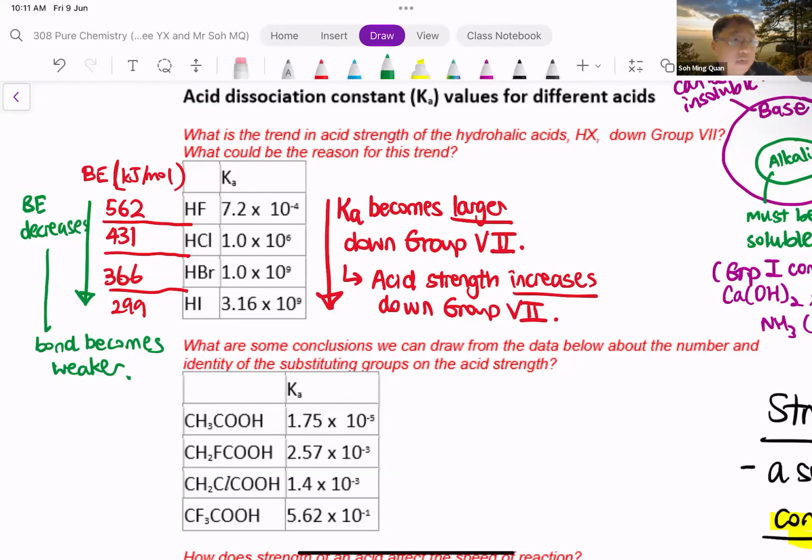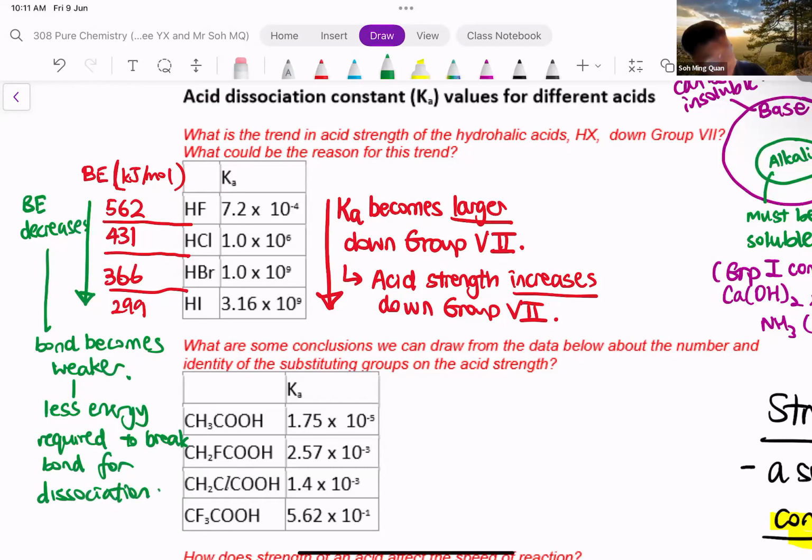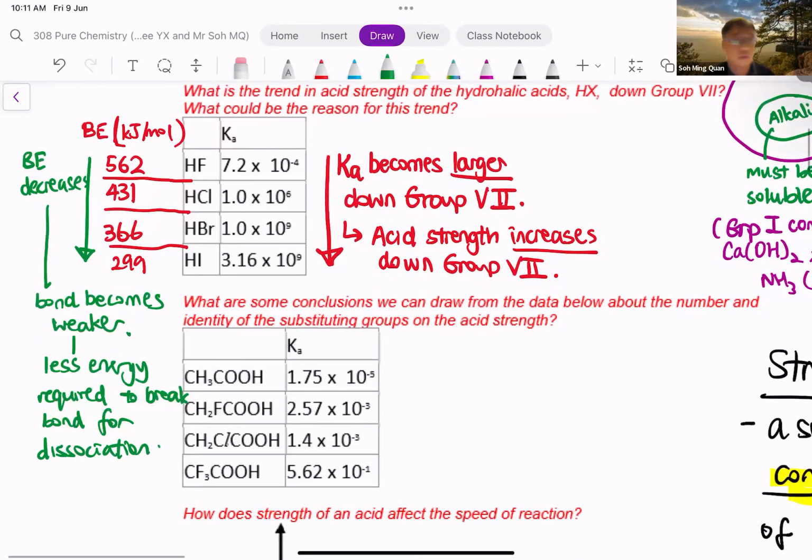So if the bond becomes weaker down group 7, less energy is required to break the bond for dissociation. You need less energy to break the bond as you go down group 7. Therefore, less energy required to break the bond for dissociation. Therefore, it's a stronger acid.